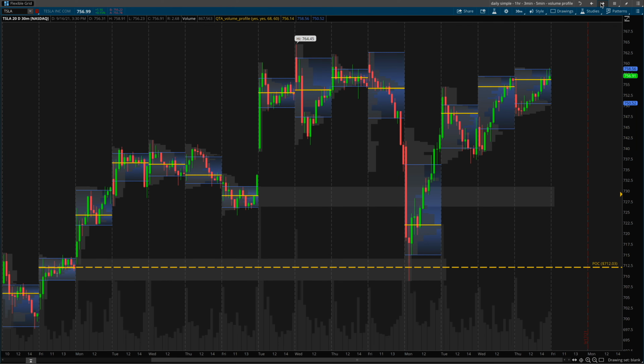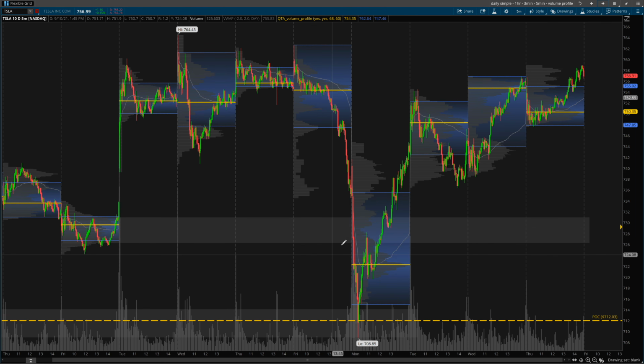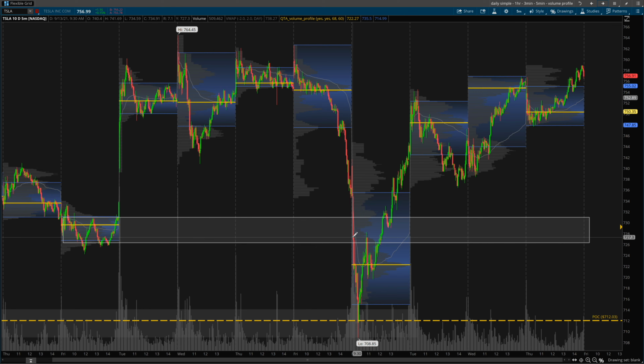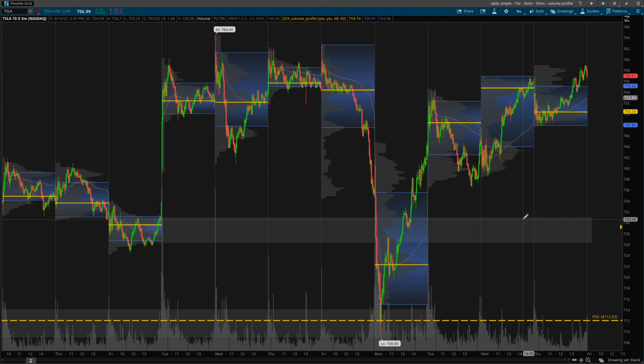If we were to dive into a smaller time frame, this is our 5-minute chart. So that's what made this sell-off at the open very aggressive and violent. I'm pretty sure there was a lot of people just looking to run out of the door. But ultimately, the virgin point of control from a stronger period, from a larger time frame, did end up holding price up. And now look at where Tesla is.